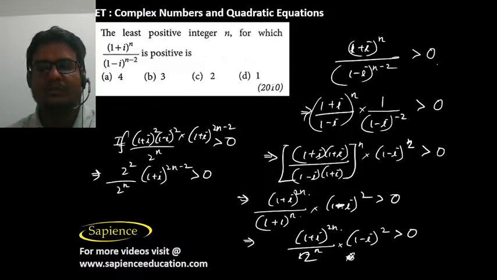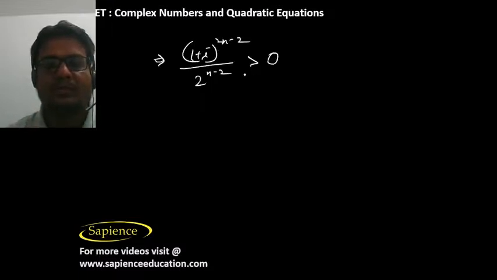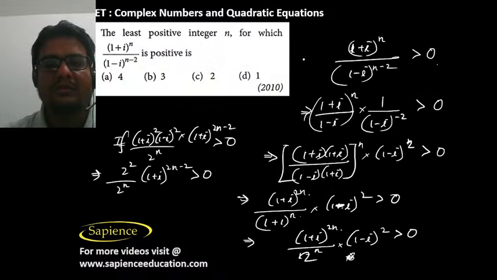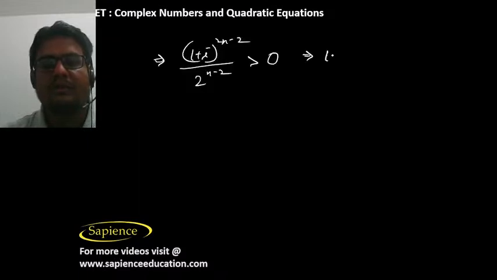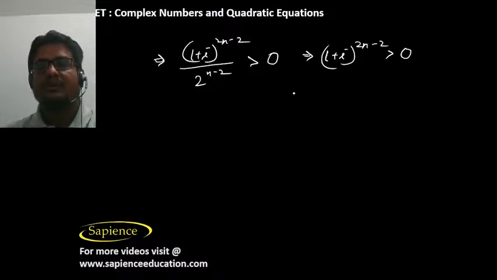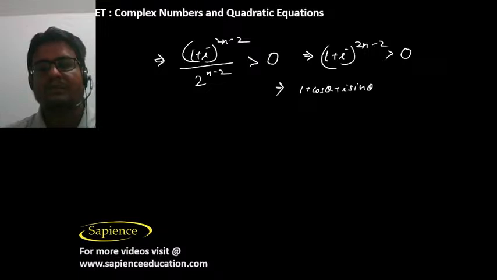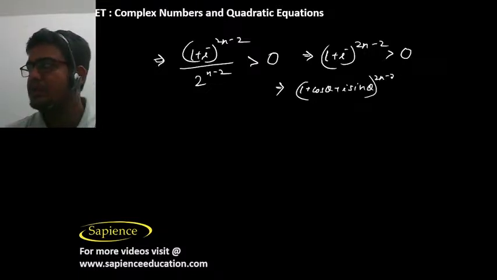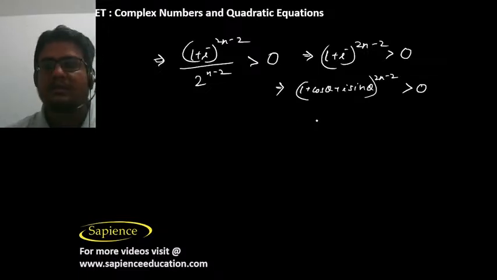Should be greater than 0. So now 2 power n minus 2 is always greater than 0 only. So therefore (1 plus i) whole power 2n minus 2 should be greater than 0. So now 1 plus i can be written as (1 plus cos theta plus i sin theta) whole power 2n minus 2 greater than 0.